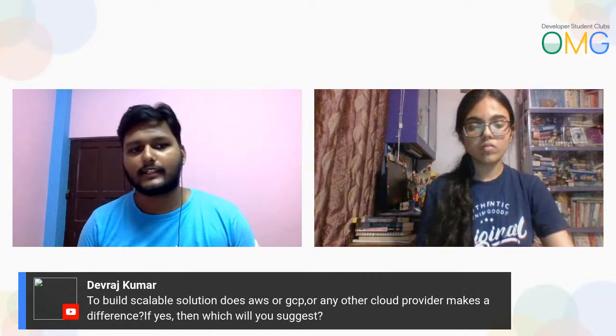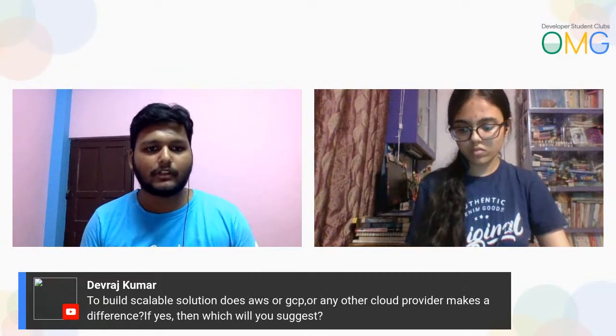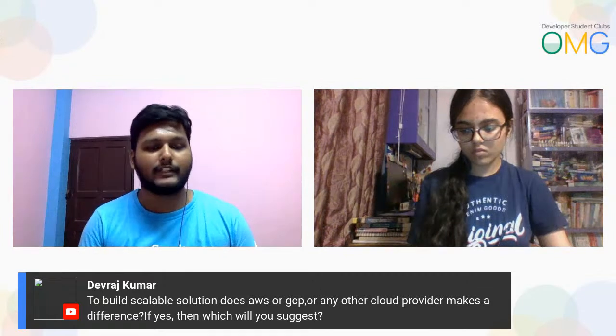To build a scalable solution, does AWS or GCP or any other cloud provider make a difference? If yes, then which will you suggest? So if you ask about how a cloud provider makes a difference, then you will have to understand how that cloud provider is actually working, right? So if you think about GCP, say you have a website which uses one instance for database, or maybe say one instance for the backend API and one instance for the front end, then you have to think about how these two instances are going to communicate between each other, right?